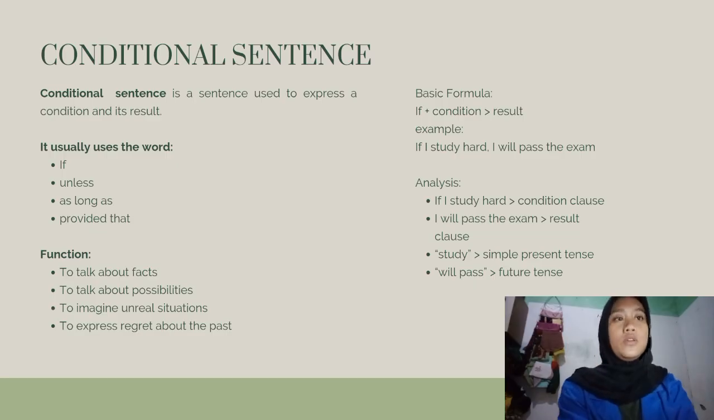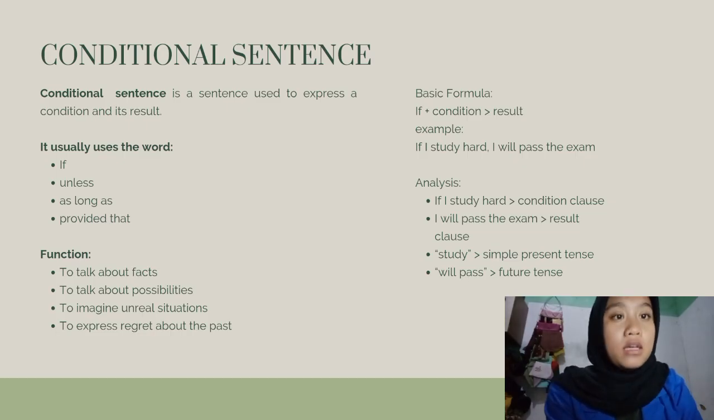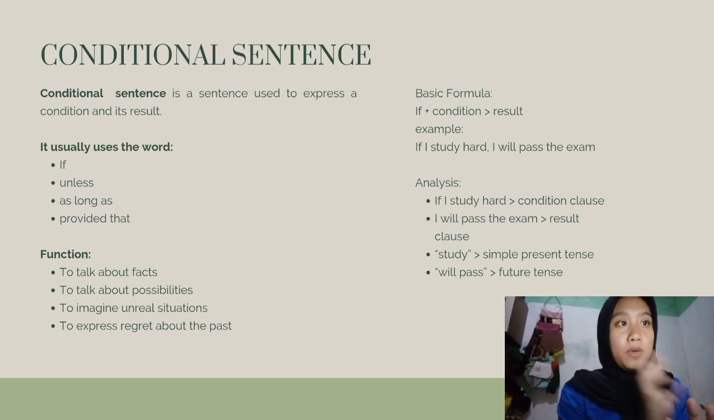Okay, what is a conditional sentence? The first topic is conditional sentences. A conditional sentence is a sentence used to express a condition and its result. It usually uses connecting words such as if, unless, as long as, and provided that. Conditional sentences have four main functions. First, to talk about facts. Second, to talk about the possible. Third, to imagine an unreal situation. And fourth, to express regret about the past.